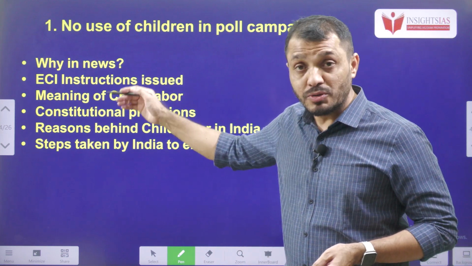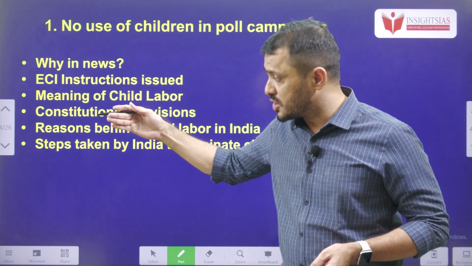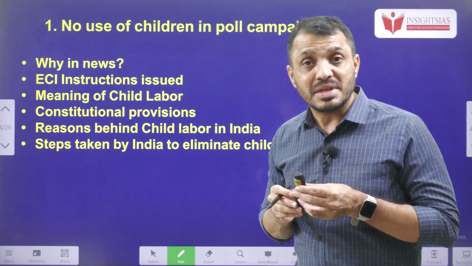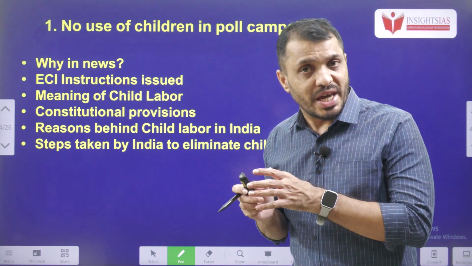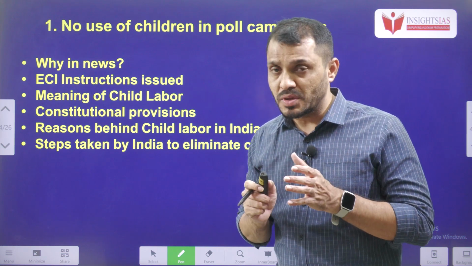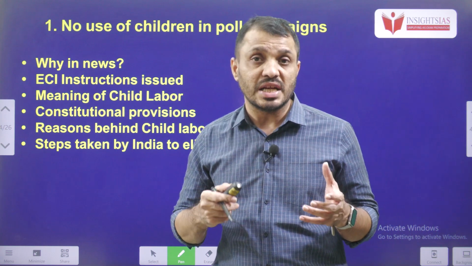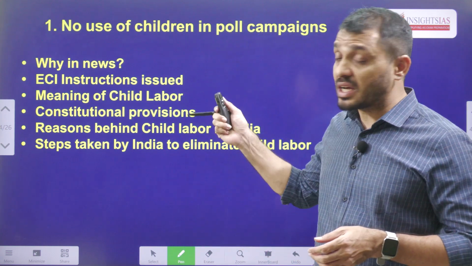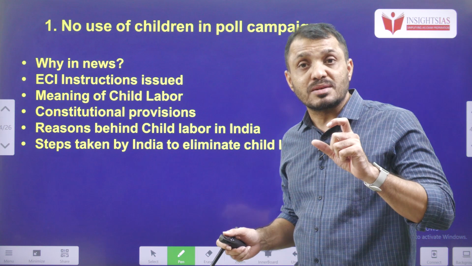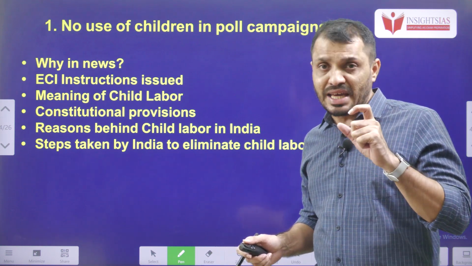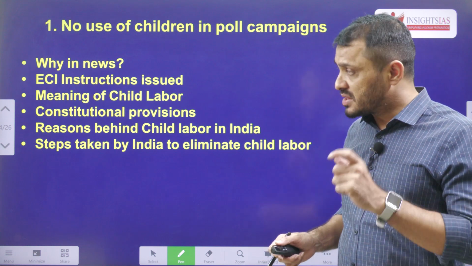So first we are going to discuss the context, that is why it is in the news. Then the ECI instructions issued. So what are the instructions? In which way can children not be used? Every one of us should know because we are the ones who should protect children's rights. Next, the meaning of child labour. Here we are going to discuss the international standard, that is the definition given by the ILO, International Labour Organization. That one we will see.